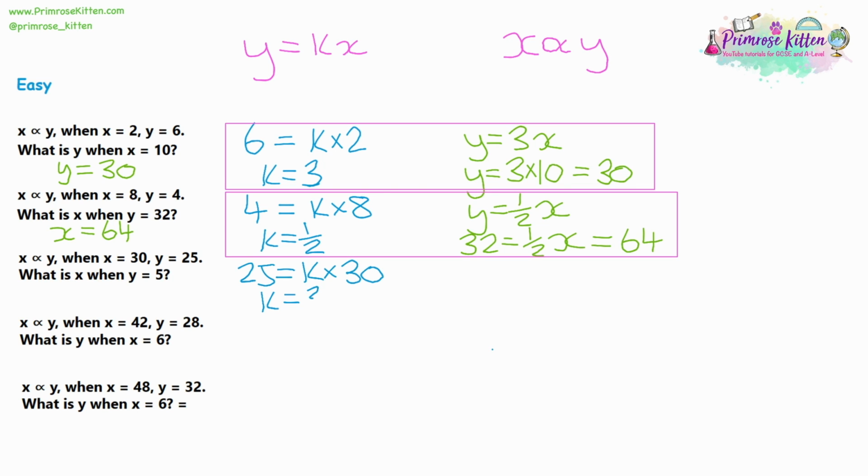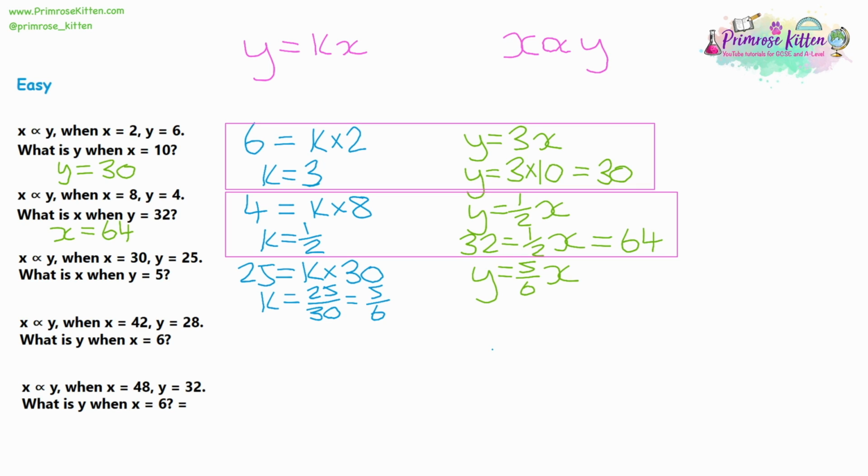We're going to get 25 over 30. That's quite a complicated fraction, so let's try and simplify it. I can see that I can divide this fraction by 5, so 25 divided by 5 is 5, and 30 divided by 5 is 6. So now we can write out our full equation. We know that usually y and x can change values. The constant is 5/6, and we have x.